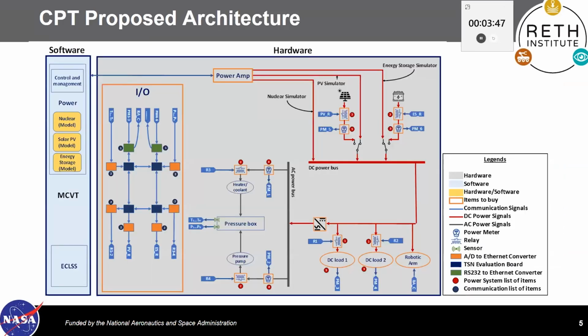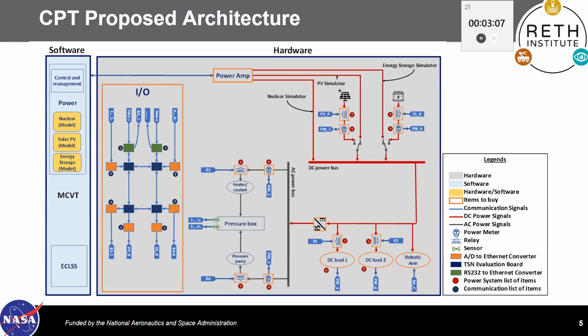So this is our cyber physical test bed architecture. On the left side, we have big and complex models of the control and management of the power. We have the nuclear, solar, and energy storage models for the microgrid developed by my colleague, Leila. She will present after me. In hardware, we have a pressurized box, which represents the habitat, a couple of electronic loads that represent the space habitat loads. We have the robot arm, which repairs any damage caused to the pressure box. All these systems communicate through a time-sensitive network.